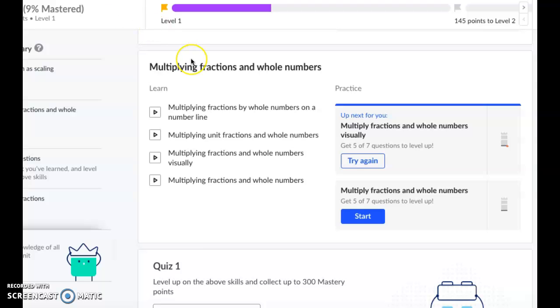Khan Academy, Multiply Fractions, and we're working on the subtopic Multiply Fractions and Whole Numbers Visually.